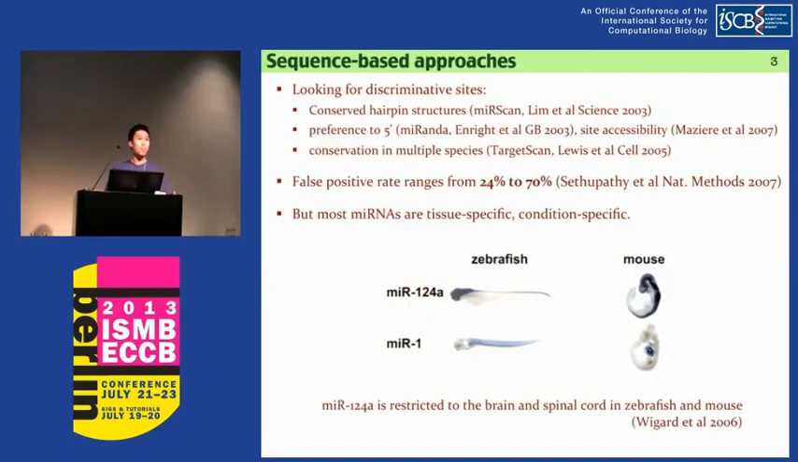So there are a lot of computational approaches to these kinds of problems. In the first set of approaches, people try to find sequence-based features, to look for discriminative sites of microRNA binding. For example, looking for hairpin structures, looking for conserved features among multiple species. However, this set of approaches has a very high false positive rate. The main reason is that microRNAs are tissue and condition specific. A famous example here is that microRNA 124a is restricted to the brain and spinal cord in both zebrafish and mouse. However, microRNA 1 is active in the muscle tissues of zebrafish and the heart in mouse. So we need more than just sequence-based or static features to be able to capture this type of dynamics.